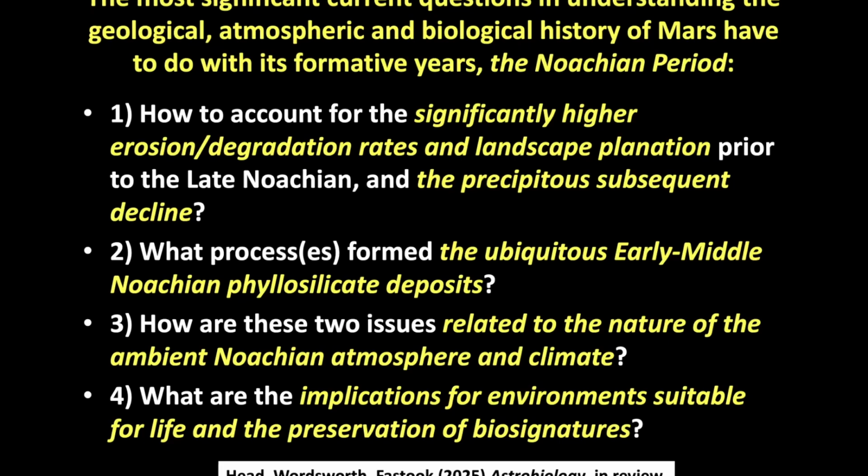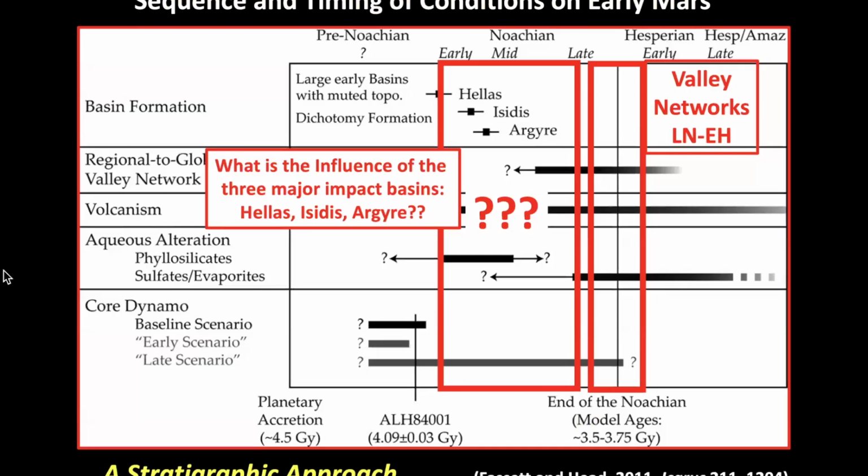What are the astrobiological applications? You better be looking at Antarctic analogs here because we think it's really been cold. So this gets back to the question here. What is the influence of the three major impact basins? Hellas, defining the base of the Noachian, Isidis, and then Argyre in the middle Noachian. What's up with this period here where in fact we're before the valley networks and we're in the major part of the Noachian, the vast majority of the Noachian?